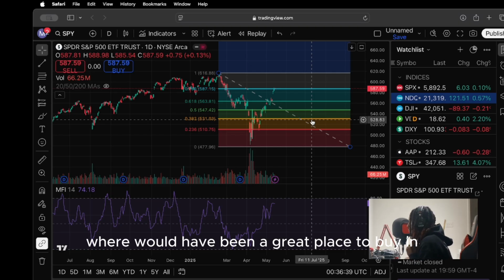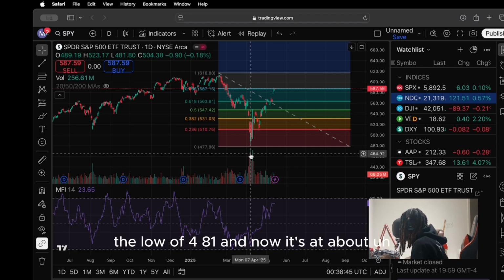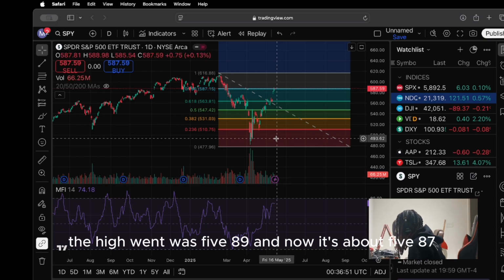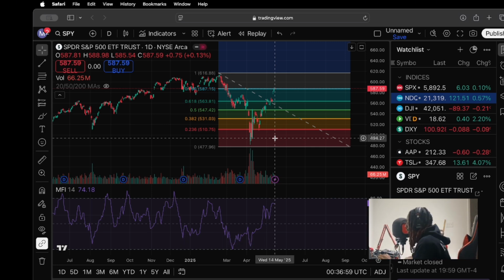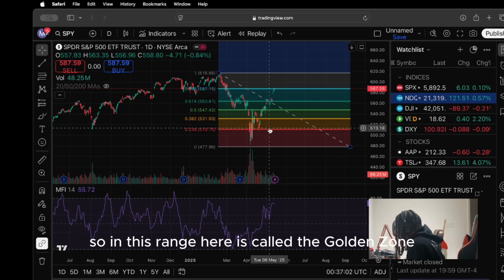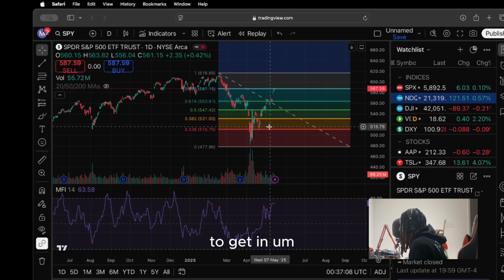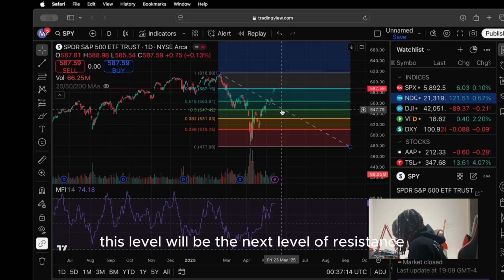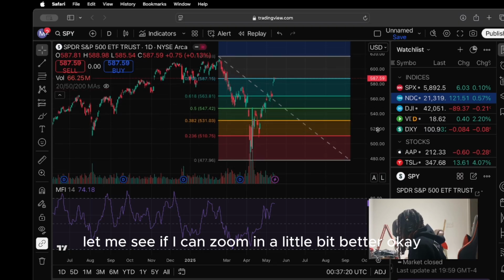It would have been a great place to buy in after you've seen where it bounced at around the low of 481, and the high was 589, and now it's about 587. I think that's where it closed, at 587.59. So this range here is called the golden zone. This would have been a golden zone to be looking for some good entry points to get in. If it breaks this zone, it has room to run to about this level, the next level of resistance at 547. And it broke it. Let me see if I can zoom in a little bit better.